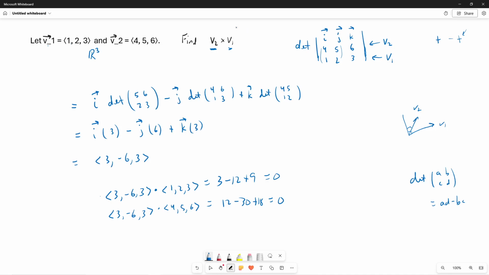Also, the cross product is sensitive to the order. If you were to switch the order, that means you would switch these two rows, and you would get exactly the negative of our answer. So if you calculated v1 cross v2 instead of v2 cross v1, you would get the negative of this answer: negative 3, 6, negative 3. So the cross product operation is not commutative. In fact, it's anti-commutative. Okay, that's a little bit on the cross product.